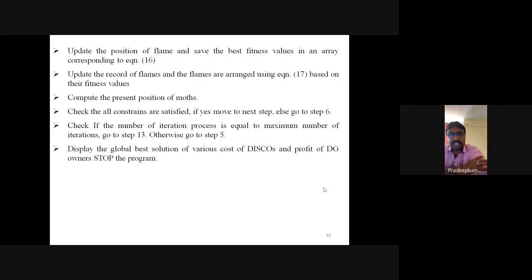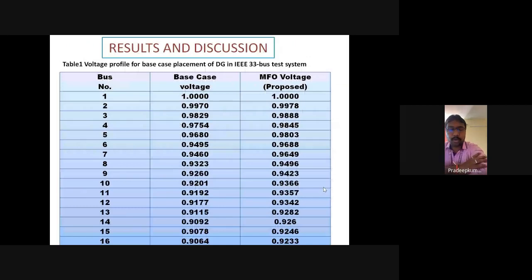Compute the present position of moths. Check whether all the constraints are satisfied. If yes, move to the next step, or else go to step 6. Check if the number of iterations is equal to the maximum number of iterations. Otherwise, go to step 5. Display the global best solution of various costs of DISCOs and profit of DC owners. If satisfied, then stop the program.